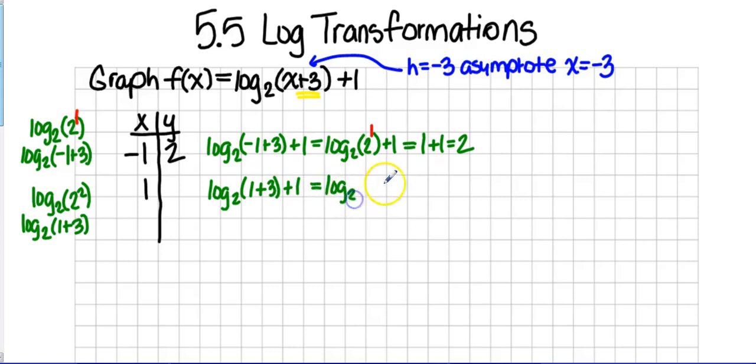That's log base 2 of 4. But I'm going to choose to write 4 as 2 squared, plus 1. Log base 2 of 2 squared cancels, leaving behind the exponent, 2 plus 1 is 3.